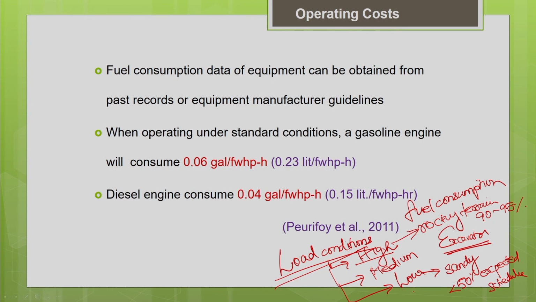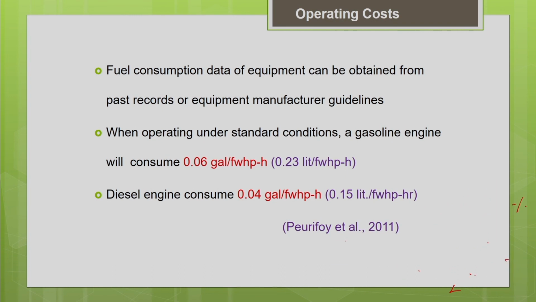The definitions of the conditions are also given, and for different operating conditions and different models, you can take the fuel consumption value directly from the tables. Like this, different equipment manufacturers have published their own handbooks, and in those handbooks you can directly get the fuel consumption value for that particular equipment model.